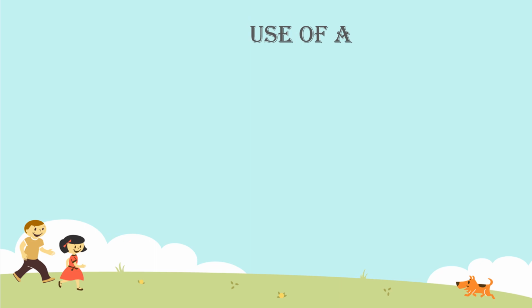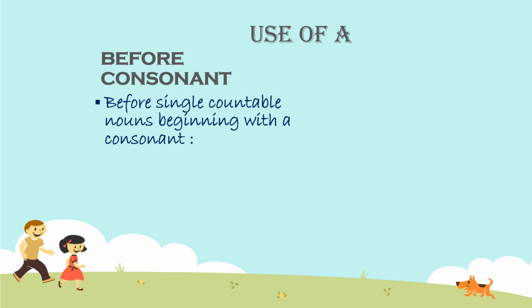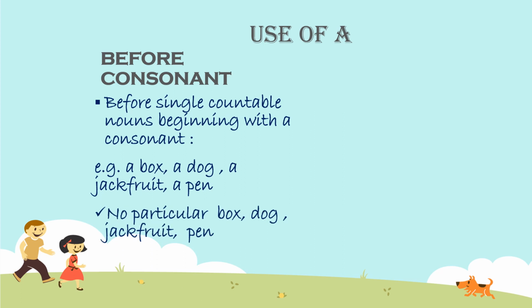Now see the use of a. A is used before a consonant. That is, a is used before a single countable noun beginning with a consonant. For example, a box, a dog, a jackfruit, a pen. Here also we are not talking about any particular box, any particular dog, any particular jackfruit, or any particular pen. All these are vague.